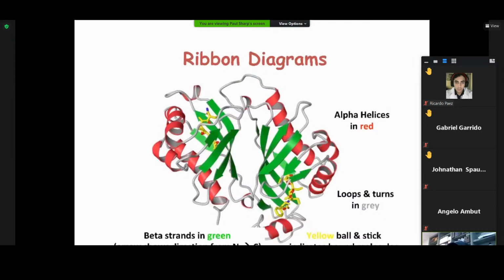Okay, so this right over here is very helpful. This is known as a ribbon diagram, also known as a Richardson diagram, and the colors and the shapes give us information. For example, the areas we see in red, where you have this right-handed spiral, are your alpha helices. And the areas in green are your beta strands, your beta-pleated sheets.